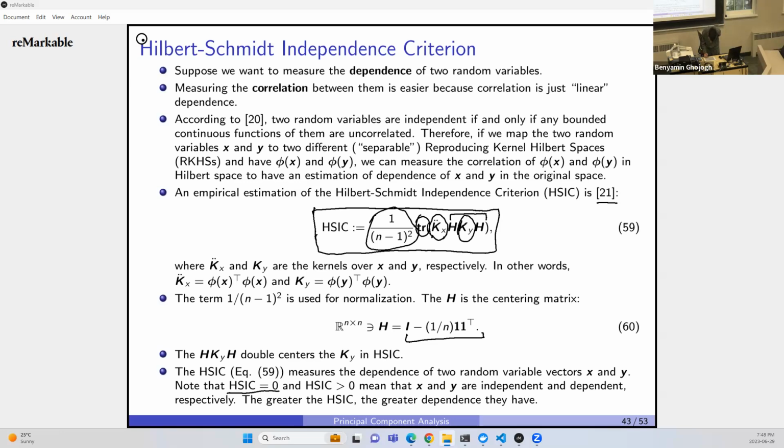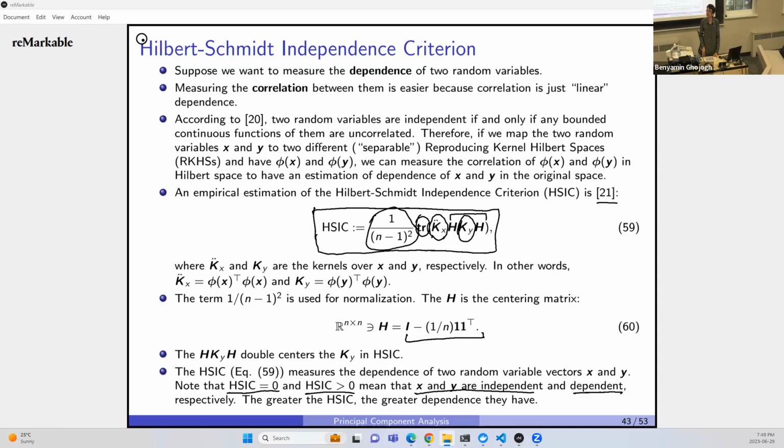It can be proved that when HSIC is 0, it means that x and y, the two random variables, are independent. If HSIC is greater than 0, they are dependent. It's a non-negative quantity, by the way. And there is no upper bound. You don't know what the maximum of HSIC is. It can go very large.